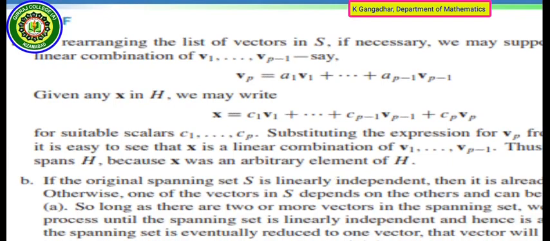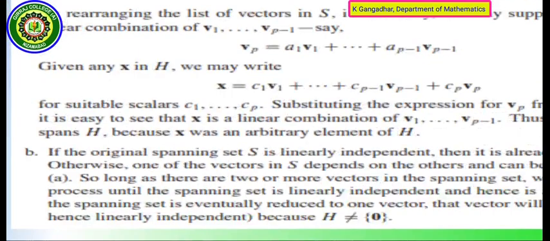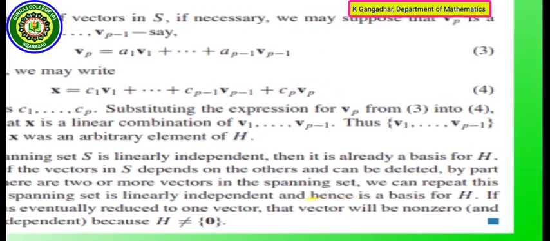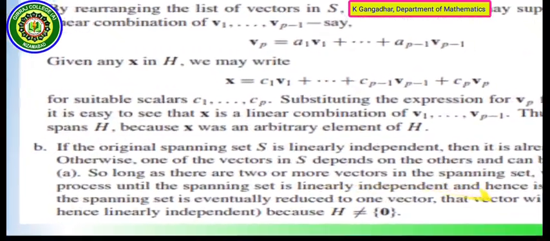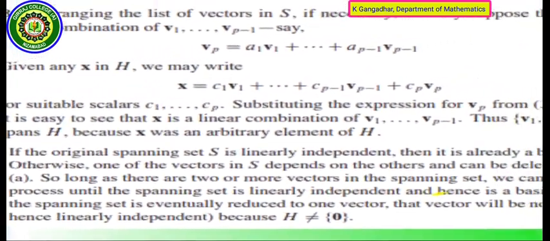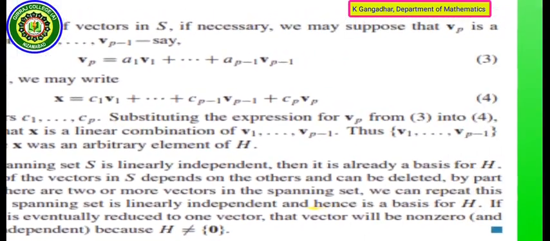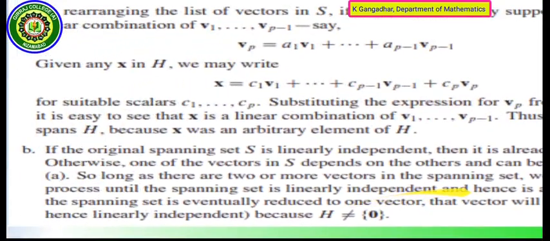So that's part A of the theorem. Now part B. If the original spanning set S is linearly independent, then it is already a basis for H. Otherwise, one of the vectors in S depends on the others and can be deleted by part A.